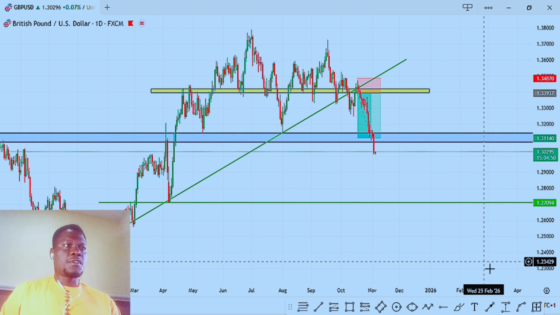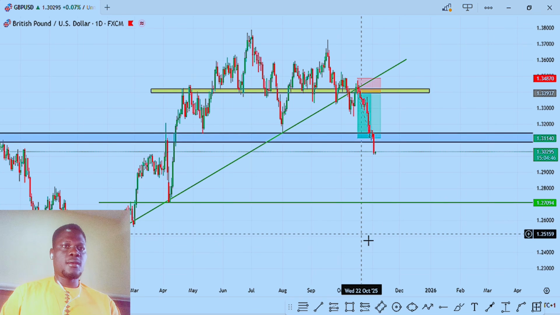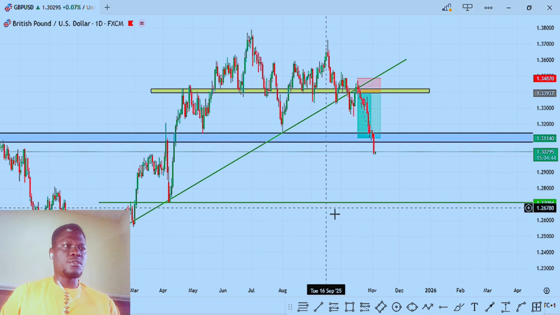All right, guys, as for the GDP market, the next level for GDP is right here, 1.2700.